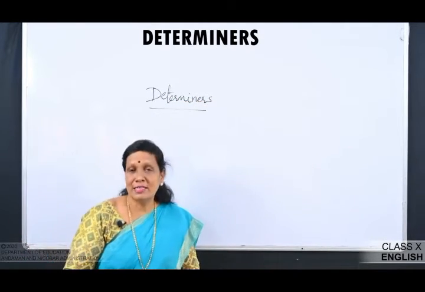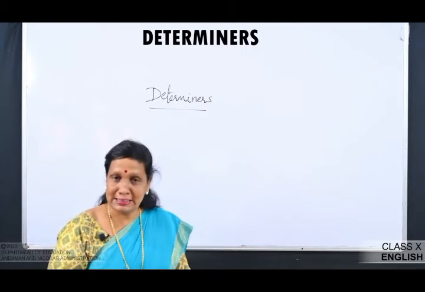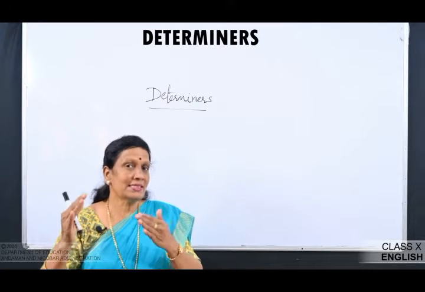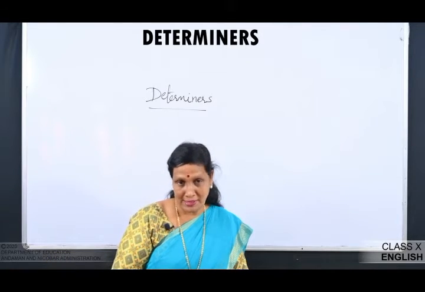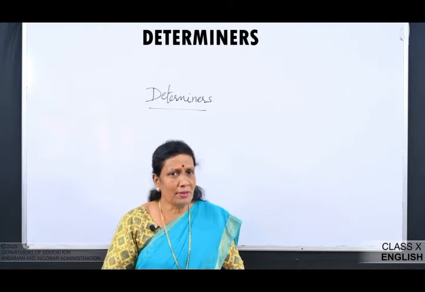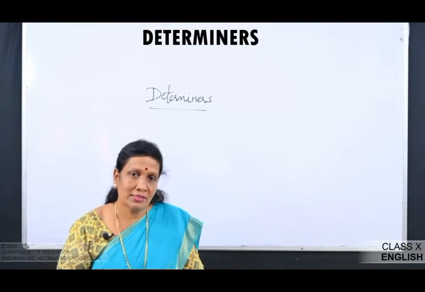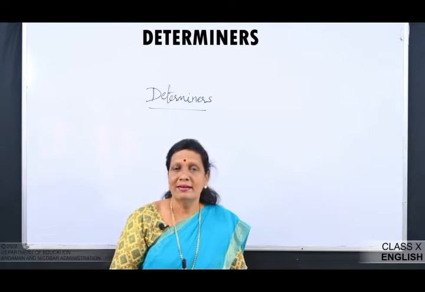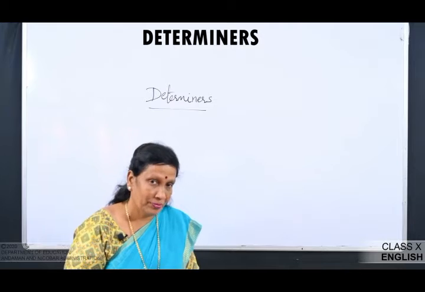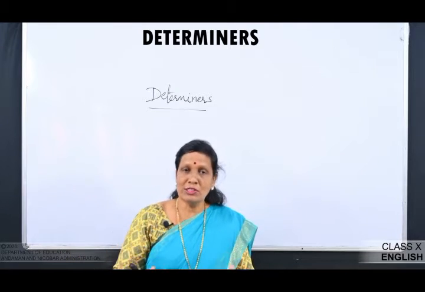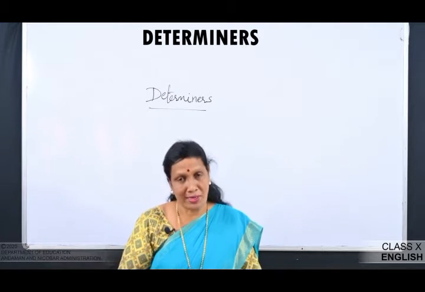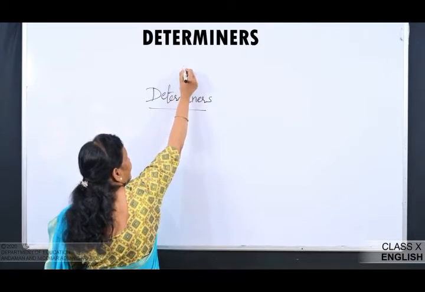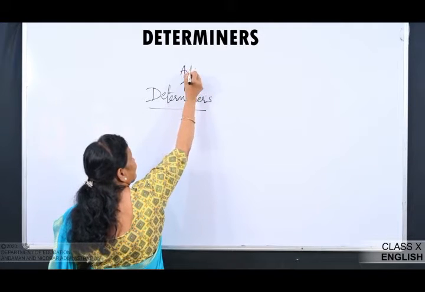Now, a determiner is a word that determines or limits the noun that follows it. Determiners introduce the nouns to us. Okay? For example, a book, an ink pot, some boys, any book, a few difficulties, a little rest, etc. Determiners also introduce the nouns to us. Now, let's see what the different parts are that come under determiners.